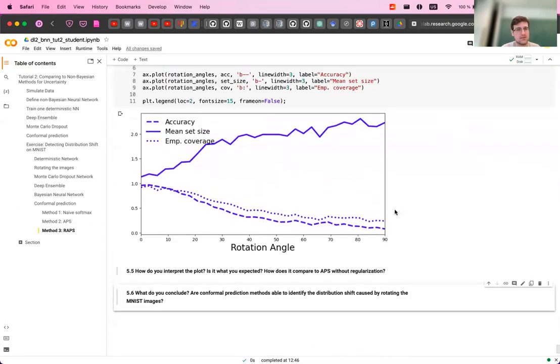So that's the second tutorial. You got to see a deterministic neural network, an ensemble neural network, deep ensembles, Monte Carlo dropout, conformal prediction, and the Bayesian network, both for a 1D regression toy example and for an actual MNIST classification task to detect the distribution shift. They do it to different extents, and how to use it downstream is another thing, but they're able to do it.